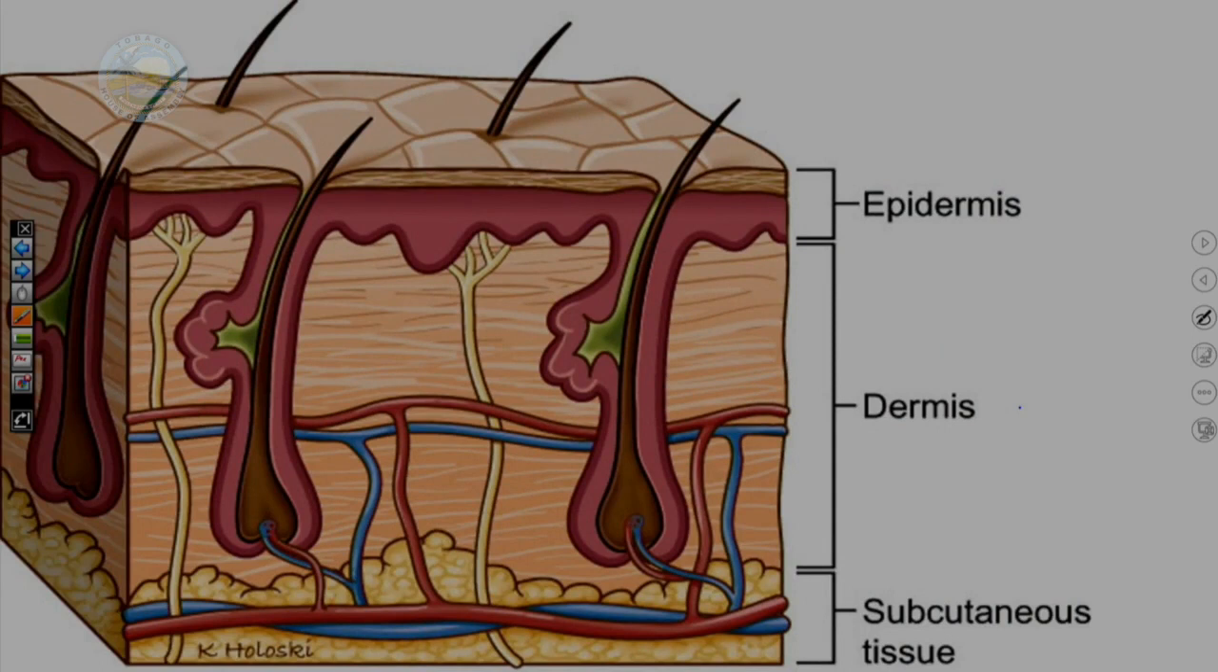So your skin is called an organ because it is made up of several tissues. So tissues work together to form organs. So your skin is an organ because it has different tissues. And from this diagram, you can definitely see different tissue layers. So you have the epidermis, which is the top portion of the skin. Then you have the dermis, which consists of your blood vessels, your hair, etc. And then you have the subcutaneous tissue, which is at the bottom.